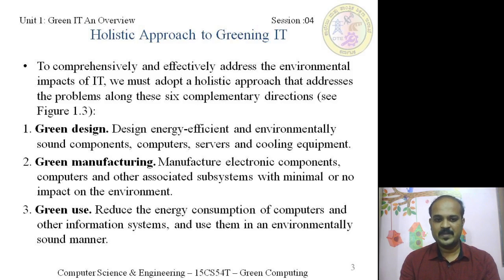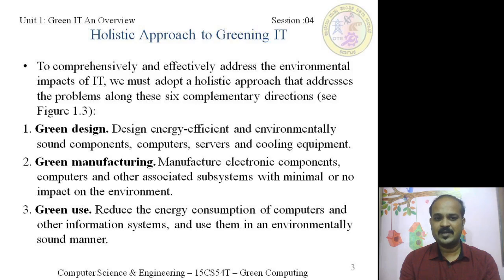Next we'll move on to the second direction, that is green manufacturing. We have already discussed that during the manufacturing phase, IT equipment consumes a lot of chemicals and a lot of raw materials. It consumes a lot of electricity and a lot of water, and at the end it generates hazardous waste also. So it is very important to make that manufacturing green manufacturing.